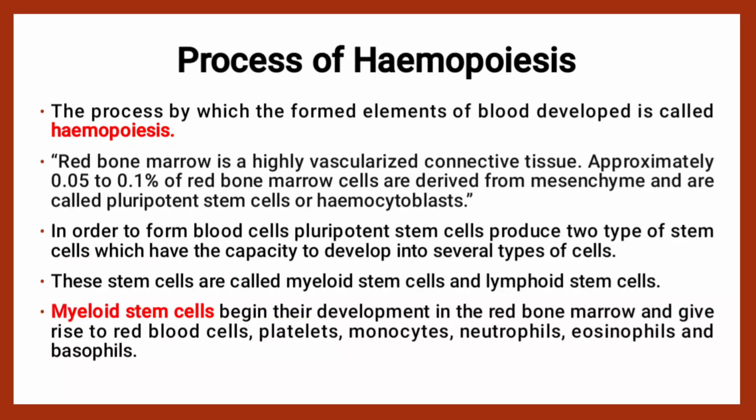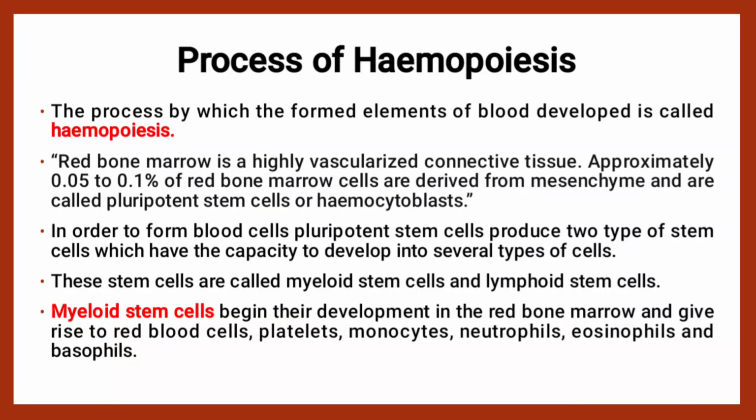What is meant by the process of hemopoiesis? Hemopoiesis is nothing but the formation of blood cells, and thereby you can say it is responsible for the formation of blood. The process by which the formed elements of the blood develop is called hemopoiesis. Red bone marrow is a highly vascularized connective tissue.